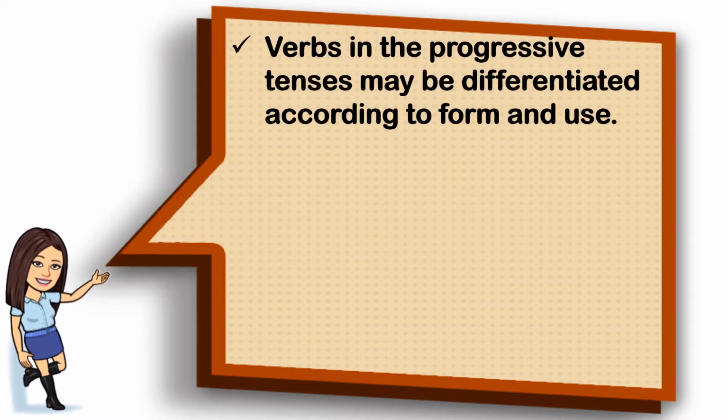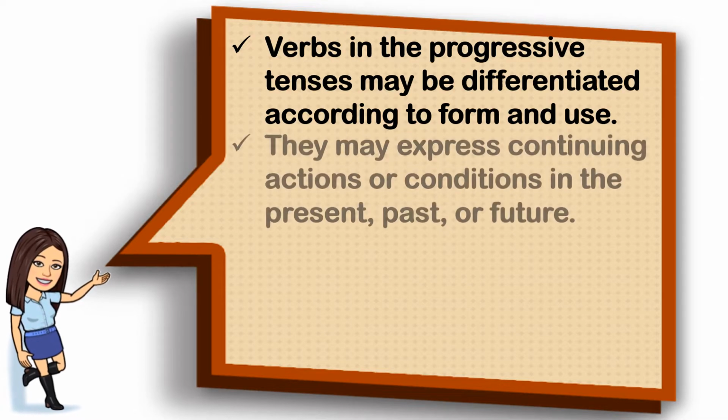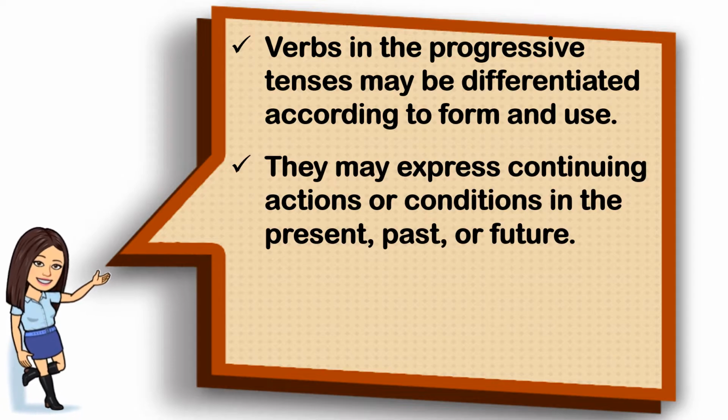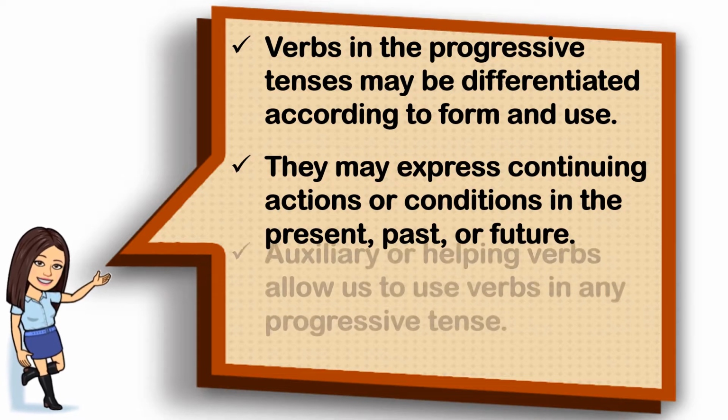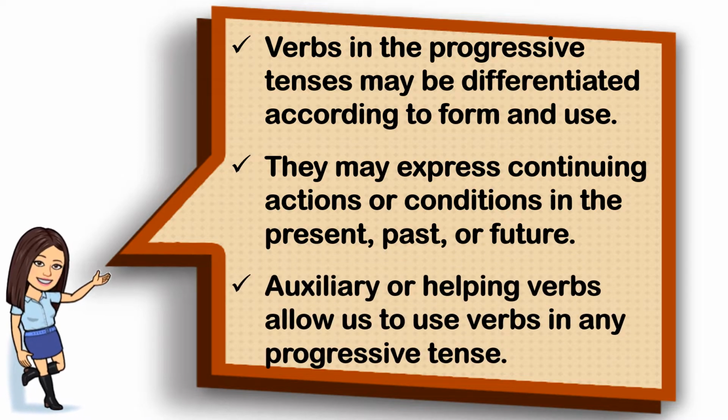Verbs in the progressive tenses may be differentiated according to form and use. They may express continuing actions or conditions in the present, past, or future. Auxiliary or helping verbs allow us to use verbs in any progressive tense.